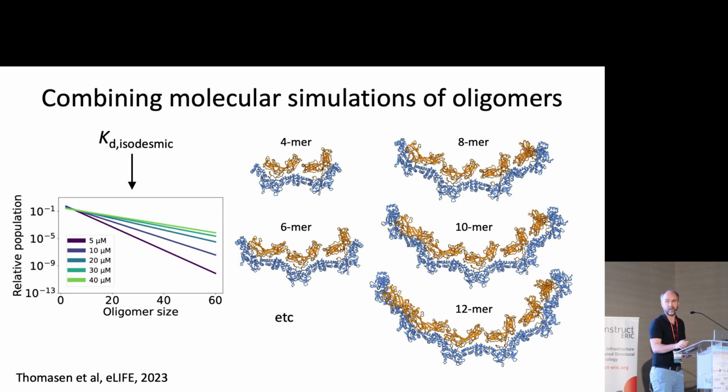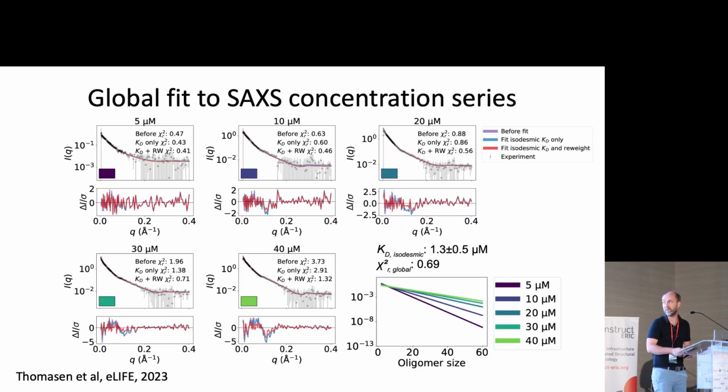And so we plug in an isodesmic constant that we will be fitting. We get out a size distribution. We have models of all of these states up to 60-mers, and they're wobbling, all of them, right, because we're running molecular dynamics simulations of them. And this is the starting point, and then we refine this model. And just to show you roughly what the fits look like, you can hardly see the differences at these concentrations. Actually, the initial model fits the data pretty well.